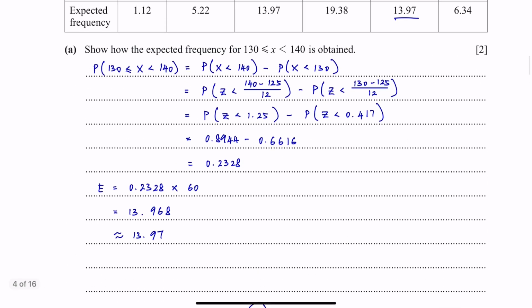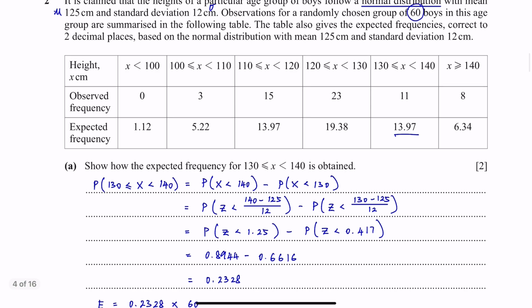Alright, so looking back at the original data, we can see that the expected frequency for x less than 100 is 1.12, which is less than 5. So when it is less than 5, we need to combine the two columns together. So we need to take this plus this to make this a group. Alright, and the others are more than 5, so they are fine. So we just need to combine these two columns.